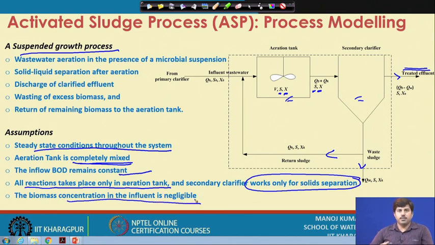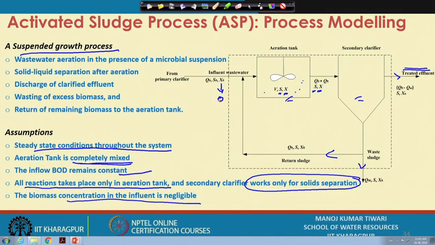That is another assumption which is usually taken: the biomass entering the system along with the water is almost negligible, and whatever biomass is available in the system, that and the recycled or returned sludge are the ones actually doing the degradation or decomposition process in the aeration tank. There is no inflow of biomass. For most design purposes, even the wastage of biomass along with the treated effluent, meaning the sludge washout, is also considered nearly zero. So, that is another assumption which is often taken.